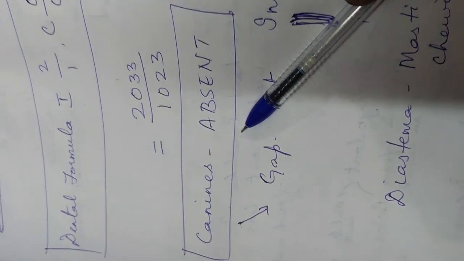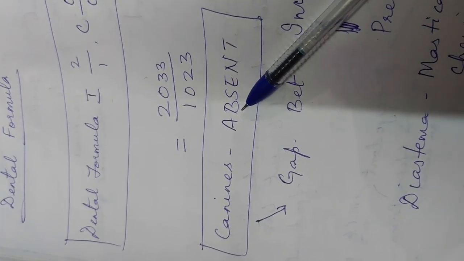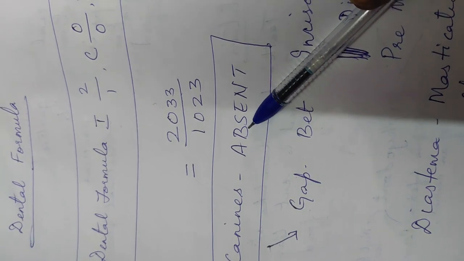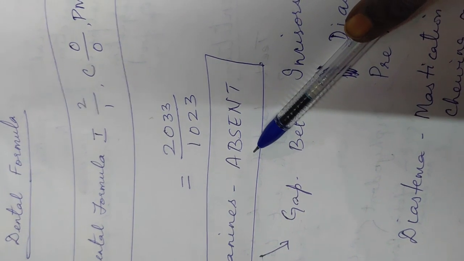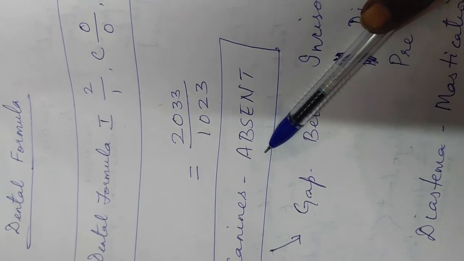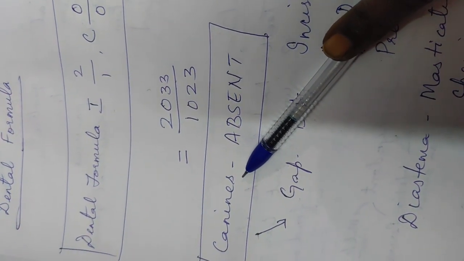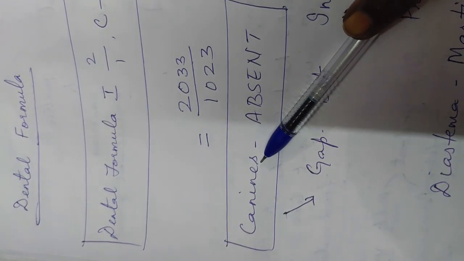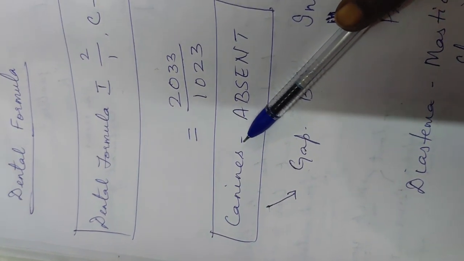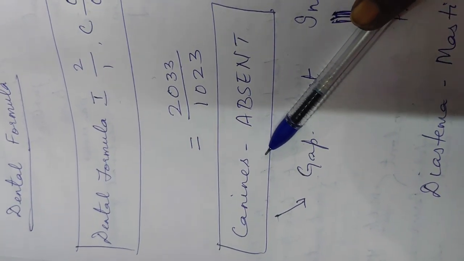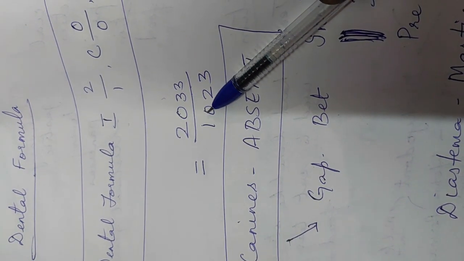Why are canines absent in rabbit? Is there any need for a rabbit to have canines? Of course not, it is a herbivorous animal, so canine teeth are not needed by the animal. Canine teeth are for tearing the flesh, and rabbit is not a flesh-eating animal. So, the herbivorous rabbit will not have canines at all. That is why 0, 0, no canine teeth are present here.